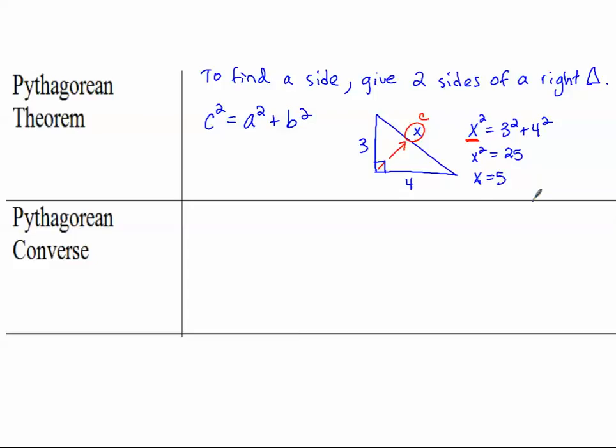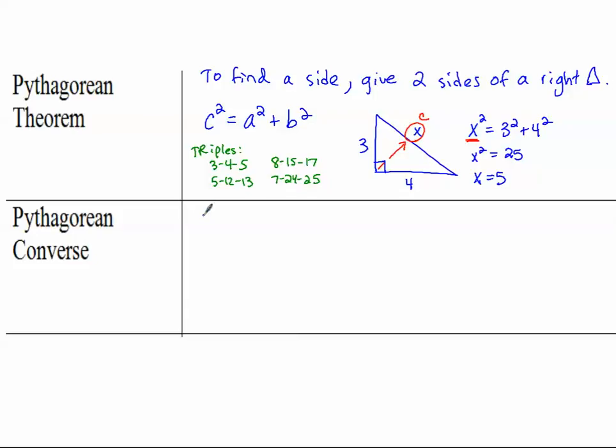Remember also your triples can be very useful. If you memorize them, you have less work to do. What are some of the most basic ones? 3, 4, 5, 5, 12, 13, 8, 15, 17, 7, 24, 25. Not a necessity, but definitely helpful.